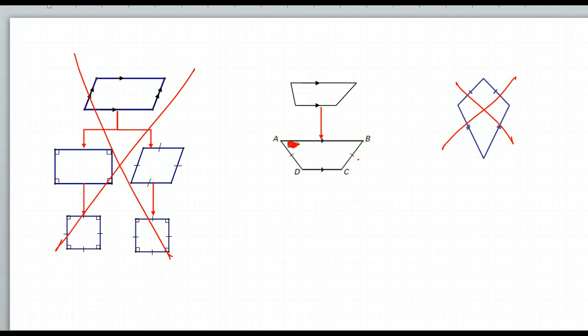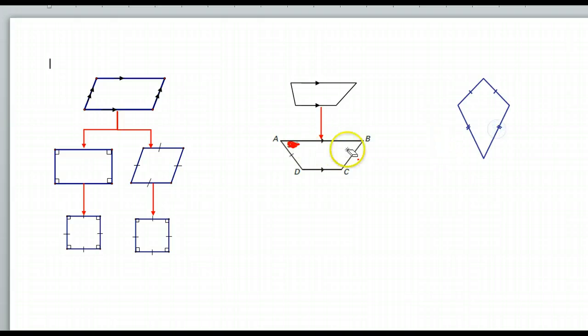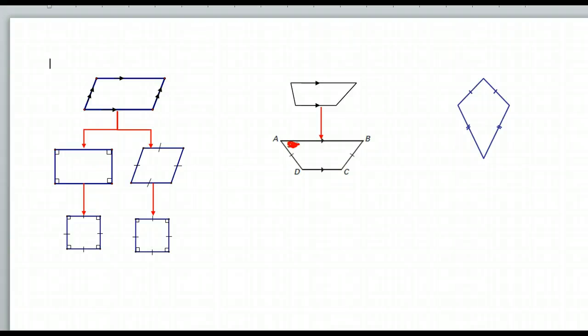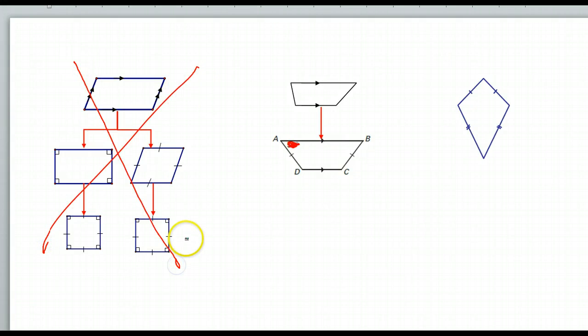Reset. Once again, look at the top 3. Is it a parallelogram? Is it a trapezoid? Is it a kite? Start with parallelogram. If it's a parallelogram, opposite sides should be parallel. I'm talking about opposite sides. These would be the slopes of opposite sides, for example, and these would also be opposite sides. 2/5, 8/5, those are not the same. Opposite sides are not parallel. So this is not a parallelogram. Once again, I can throw out all the parallelograms.